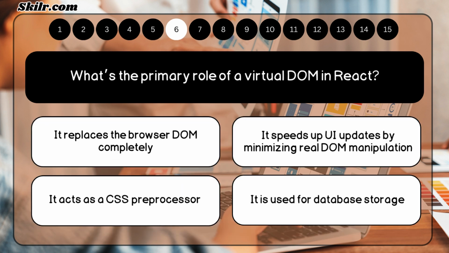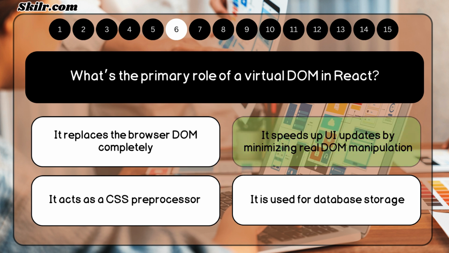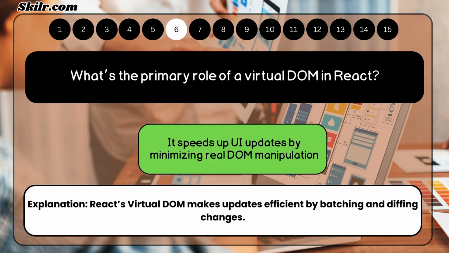Question 6. What's the primary role of a virtual DOM in React? The correct answer is it speeds up UI updates by minimizing real DOM manipulation. As React's virtual DOM makes updates efficient by batching and diffing changes.